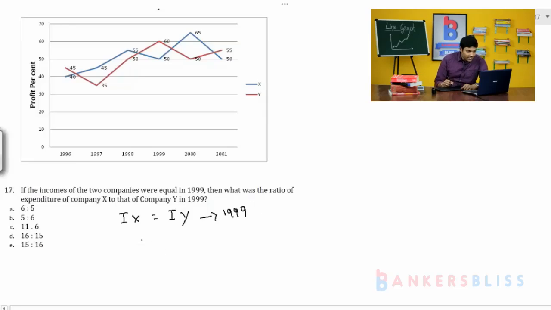So income means what? Income is equal to expenditure plus profit. So income of X is expenditure of X plus profit of X. Next, income of Y is equal to expenditure of Y plus profit of Y. Now both the incomes are the same, so if the LHS are the same, then obviously the RHS should be the same. So expenditure of X plus profit of X is equal to expenditure of Y plus profit of Y.